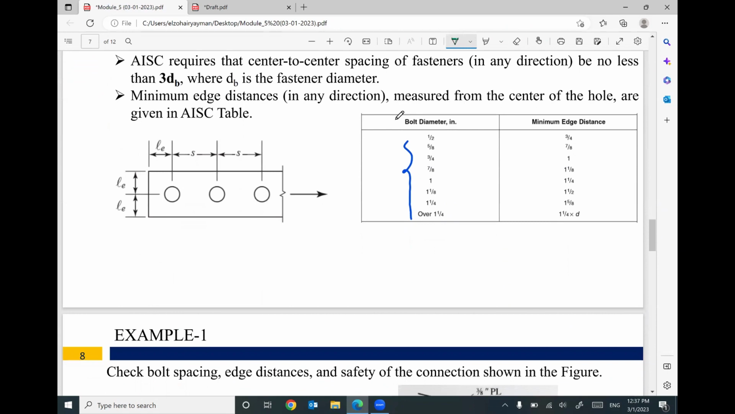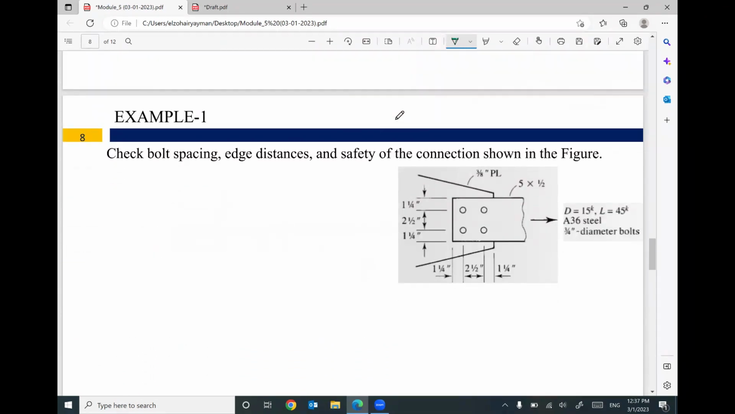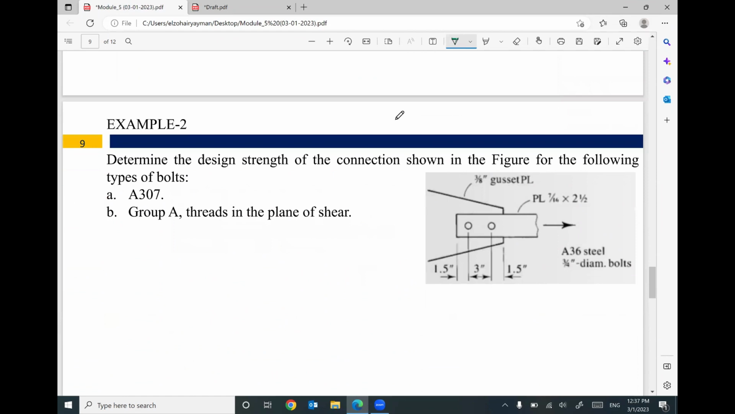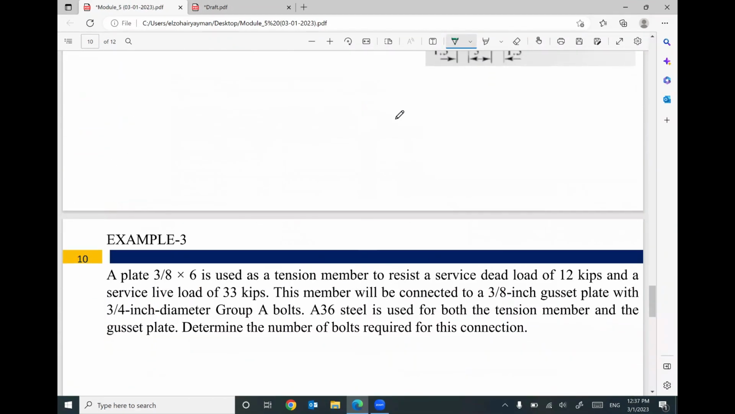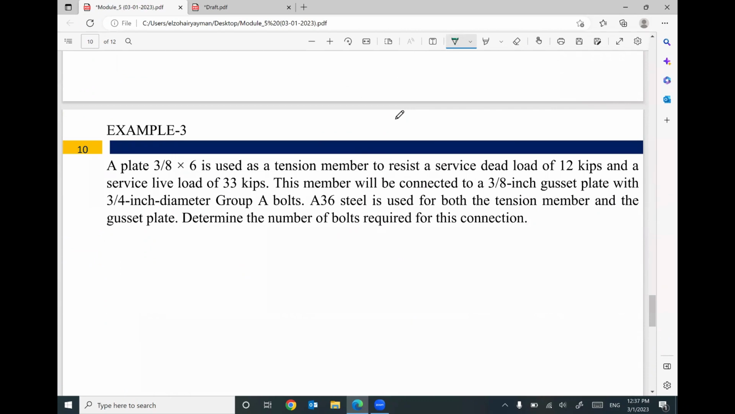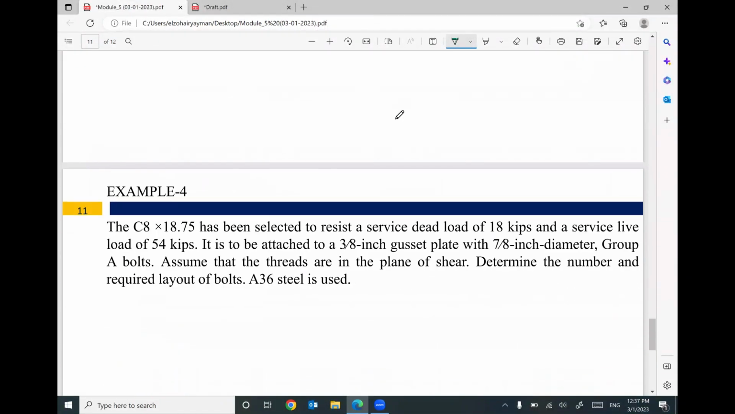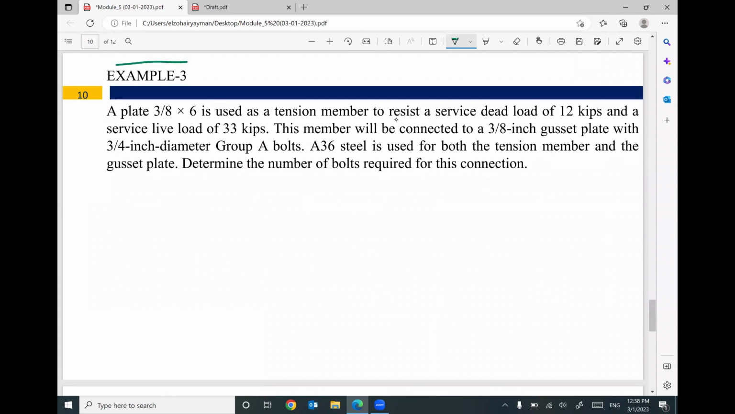I will talk about this one next meeting, but yes, let's do this one. I will solve only one example today, and we will continue on Monday. So we have a plate, 3/8 times 6, used as a tension member to resist a surface dead load. So your dead load equals 12 kip. Your live load equals 33 kip.